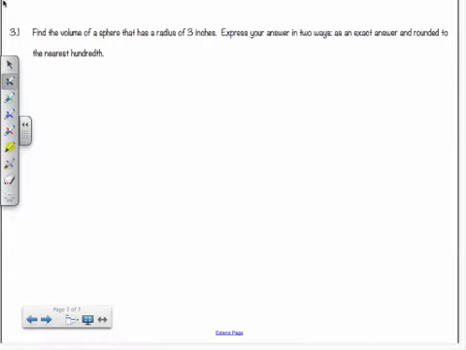All right, notice how question number 3 is about a sphere. So find the volume of a sphere that has a radius of 3 inches. Now with a sphere, we don't worry about a height because the sphere is just a ball, right? So the height is just basically related to the radius, so we don't have to worry about it because the radius is all the information that we need. And then it says express your answer in 2 ways, again, as an exact answer. So this is going to be A, and then B, rounded to the nearest hundredth.